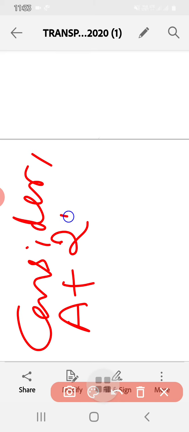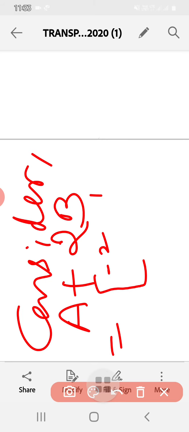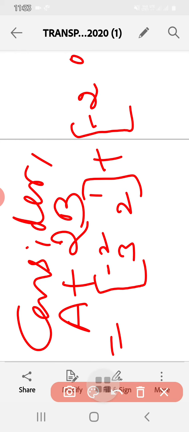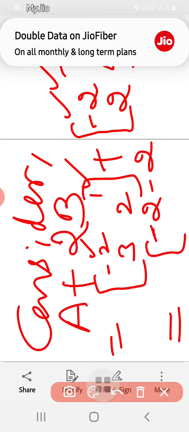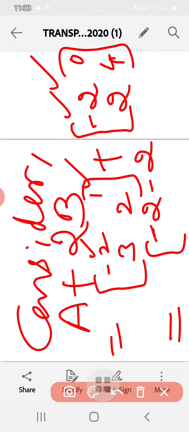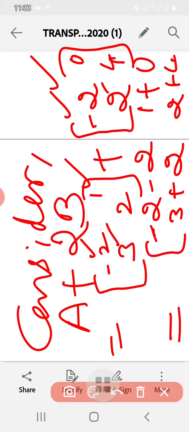A plus 2B. What was our matrix A? Minus 2 1 3 2. This is A, plus 2B, which is minus 2 0 2 4. This is A plus 2B. Then we have to add the corresponding elements. So minus 2 plus minus 2, that means minus 2 minus 2. Then 1 plus 0. Then the corresponding element for 3 is 2, so 3 plus 2. Then 2 plus 4.